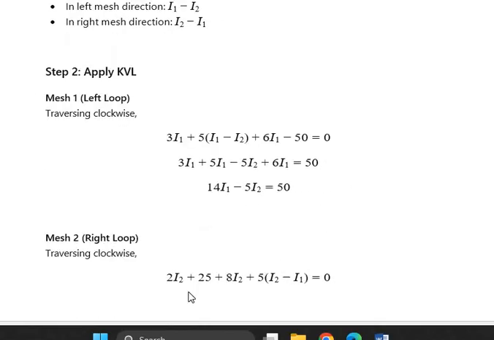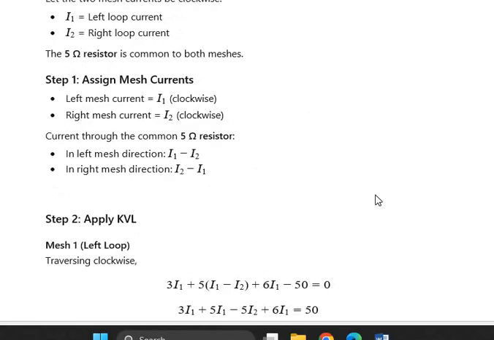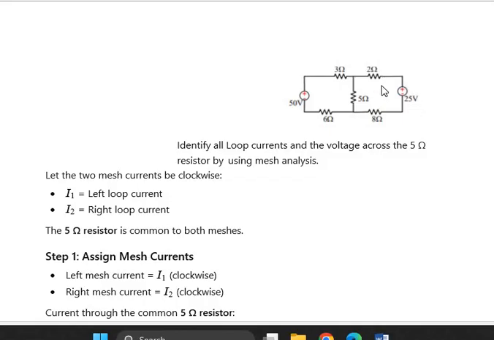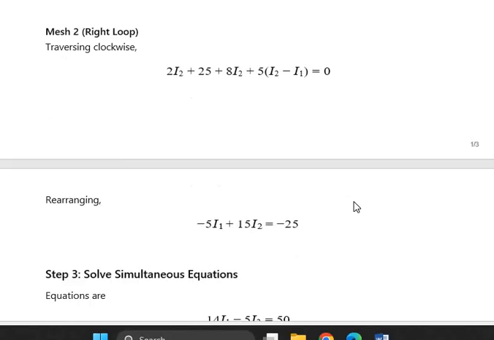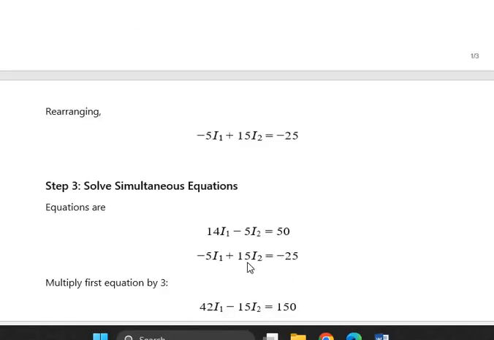Similarly, for mesh 2, that is 2I2 plus 22 volts plus 8I2 plus 5 into (I2 minus I1) is equal to 0. That is what has been given here. 2I2 plus 5 into (I2 minus I1) plus 8I2 plus 25 volts is equal to 0. By arranging the equations, we are having minus 5I1 plus 15I2 is equal to minus 25.